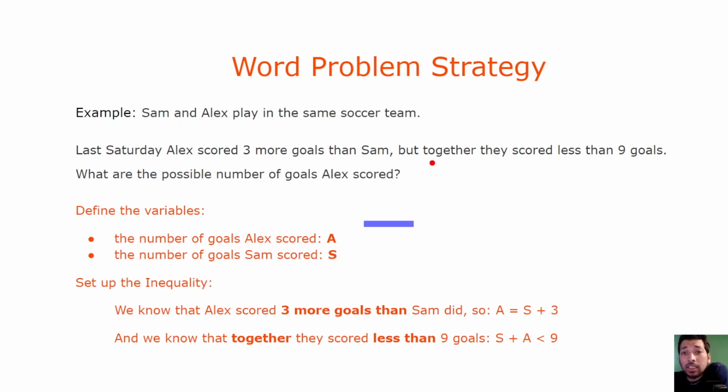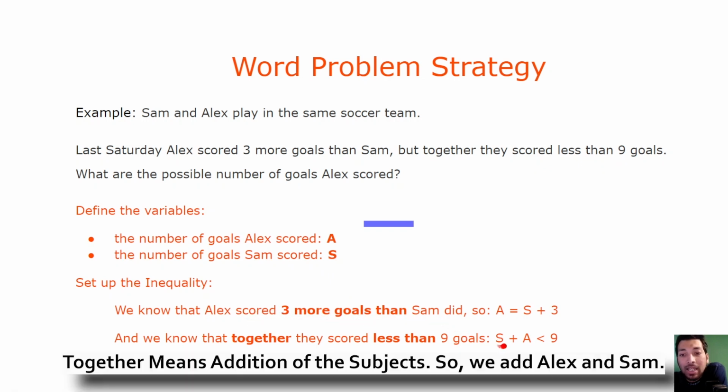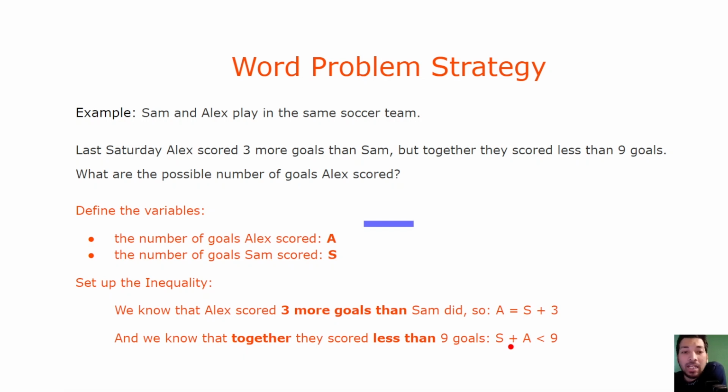Now, the next condition is that together they scored less than 9 goals. Together means they are added together, so you can write S plus A. This is the mathematical meaning of together. Less than 9 means we put a less than sign and then 9. So these are the two mathematical expressions we can derive from this problem. Now let's solve for the variable A. Remember, we need to solve for the possible number of goals Alex scored, so we need to isolate the variable A from these two conditions.